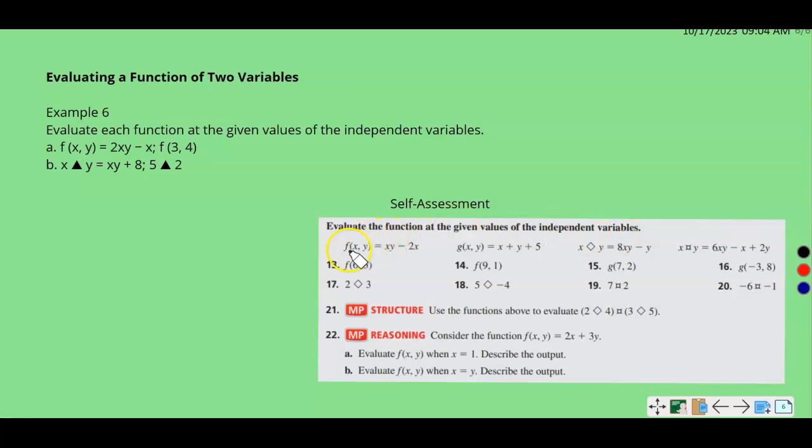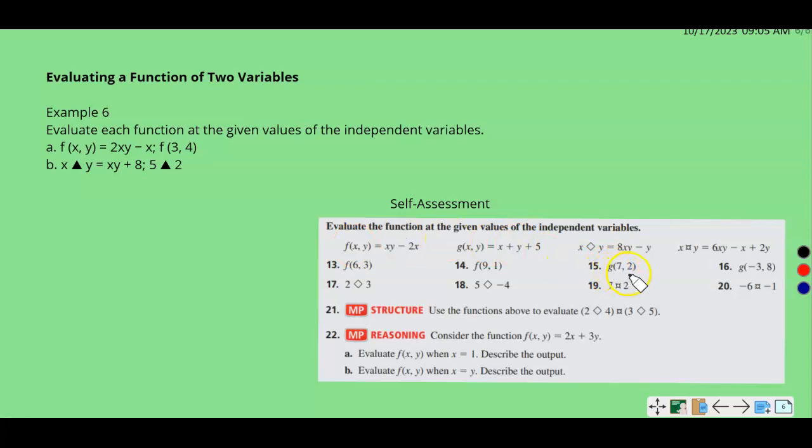All right, so it gives you several functions here. It gives you f of xy, it gives you g of xy, and it gives you x diamond y, and it gives you x, whatever this symbol is, y. These four functions tell you which function you're going to use. Number 13 says f, and this is f of xy. So x is 6, y is 3, and you would substitute the 6 and the 3 into the f function.